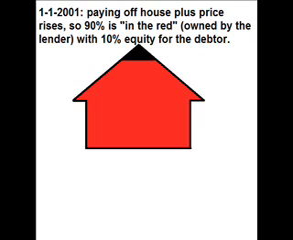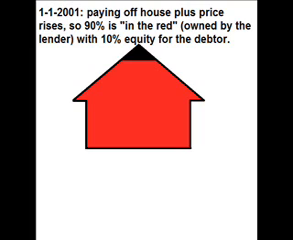Now, moving right along, we've got 2001, next year. So they've been paying off the house. The debtors have been paying those mortgage payments. The real estate prices rose. So 90% is in the red, owned by the lender. And now 10%, a little bit down the roof, getting close to where that window is, 10% equity for the debtor. Not great. That's like $10,000 or something. They put down $1,000, now they've got something like $10,000.